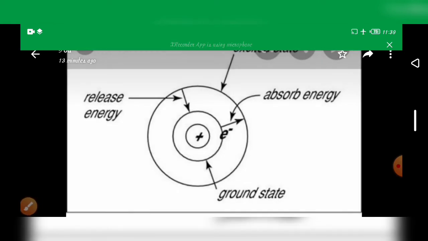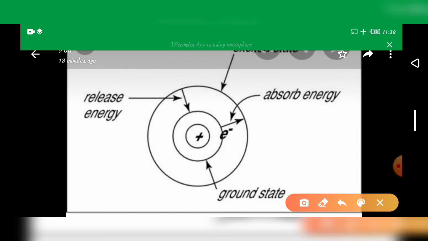See here, it is a ground state, that is the first cell. Suppose you take the electron from the energy cell. You give energy to the cell, then only it absorbs the energy and emits the electron. This is the postulate of Bohr's model.